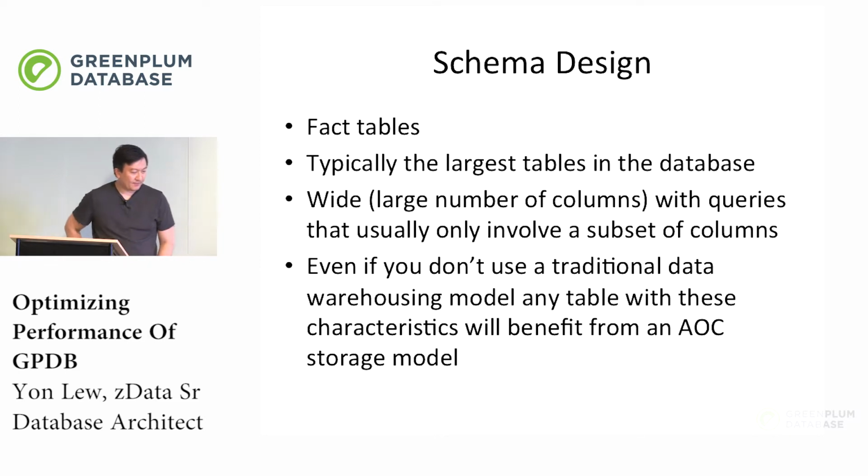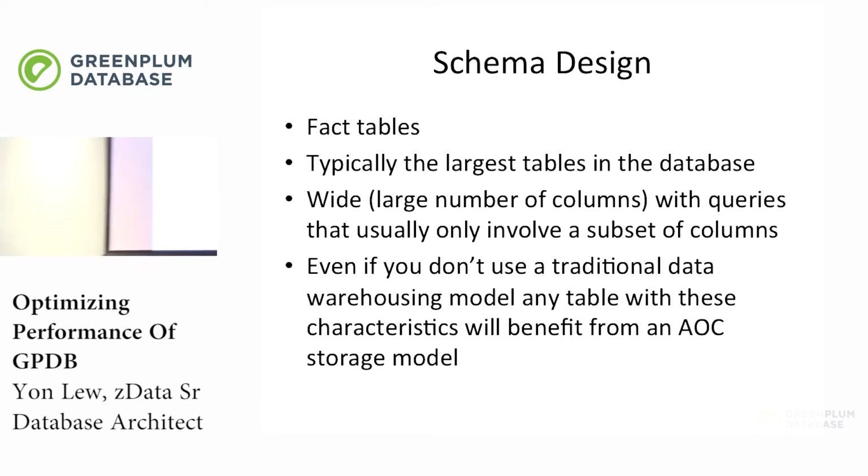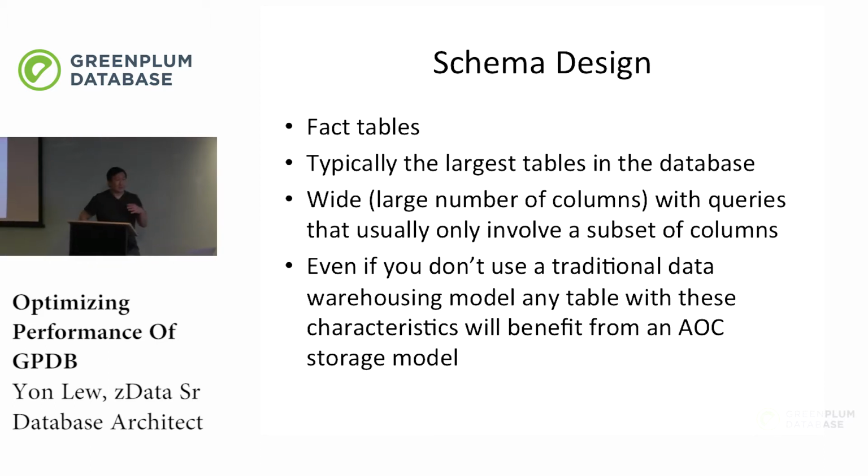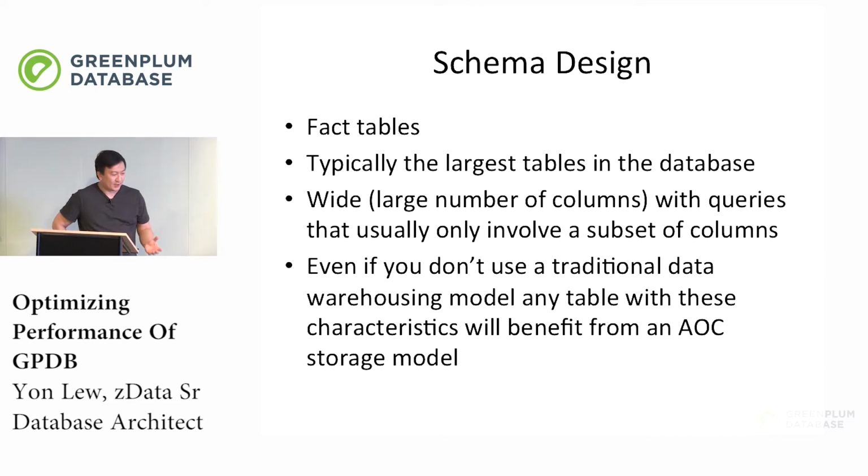So why is that? As I mentioned, fact tables are typically the largest tables in the database. They're typically very wide. You could easily have hundreds of columns in a fact table. And queries against those fact tables will often involve only a subset of those columns rather than every single column in the table. So that's basically the very definition of a columnar table storage model. And even if you don't use a traditional data warehousing model, any table with these characteristics will probably benefit from an append-optimized columnar storage model.